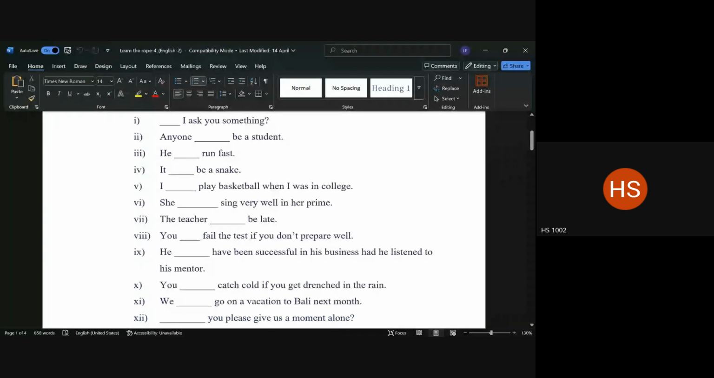Any other options? Ma'am, would also be correct, I think. Which one? Would. Would, yes. You would fail the test if you don't prepare well. What would it mean though? Ma'am, it's the degree, right? Probably a degree: will says you're sure, and would says you're not, slightly less than will.